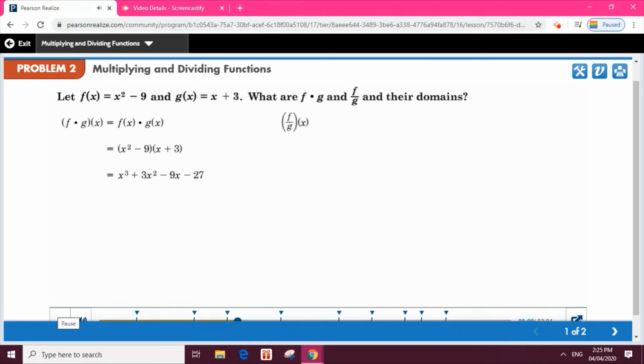Now divide the two functions. The function f divided by g of x equals f of x divided by g of x. Substitute x squared minus 9 for f of x. Then substitute x plus 3 for g of x. Now factor.